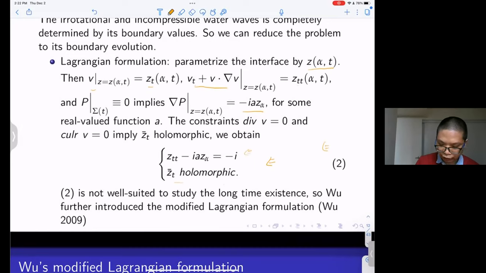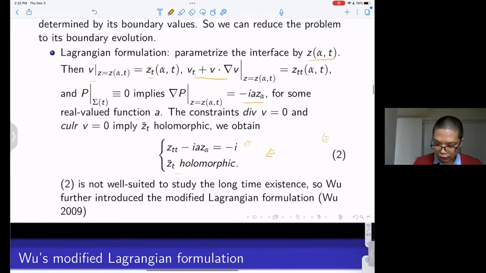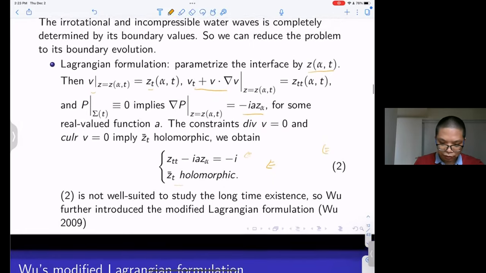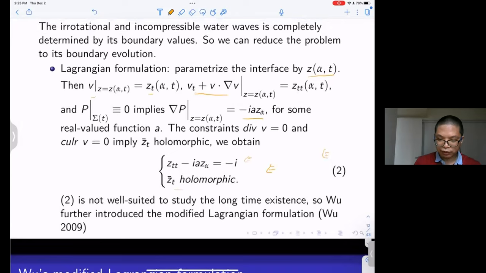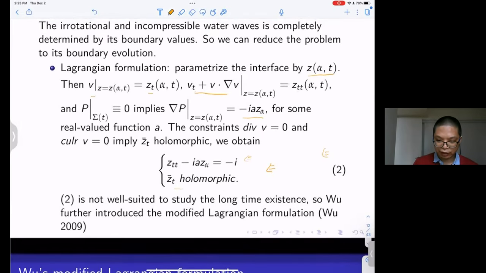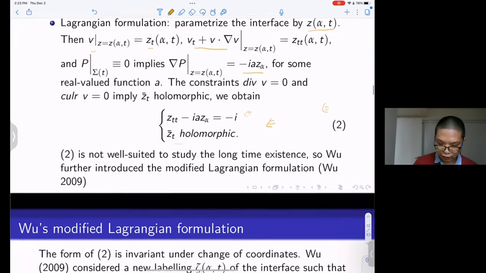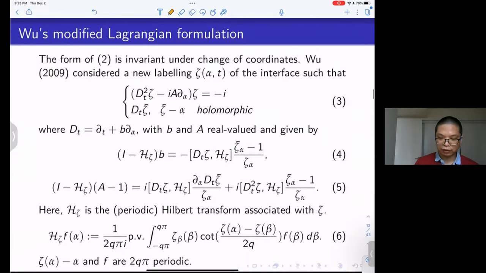Wu introduced a modified Lagrangian formulation. In the new setting, long time existence becomes much easier. It's also natural because we are analyzing a physical phenomenon. We just do a change of coordinate to see the picture, but from a different coordinate, we should see the same phenomenon. So we just need to find a better coordinate to detect the behavior of the solution. This is Wu's modified Lagrangian formulation.